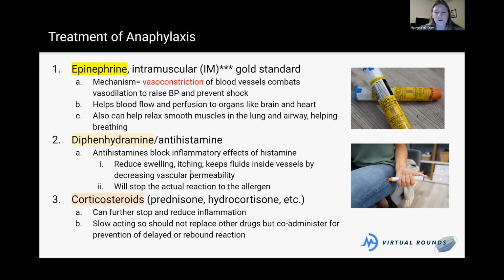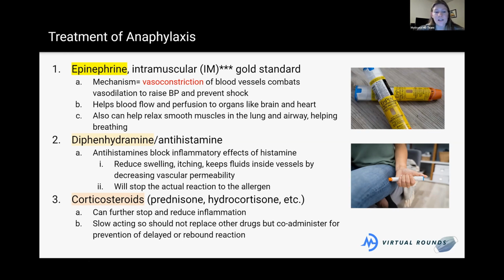So it's going to help reduce all of those symptoms, and it'll help to terminate the actual reaction to your allergen. And then there's the role for steroids, where you could give prednisone, hydrocortisone, any number of corticosteroids. The name of the steroid is not as important as knowing that this is an option, because it can help further slow and reduce the inflammation. But it's a lot slower acting and a lot longer acting.